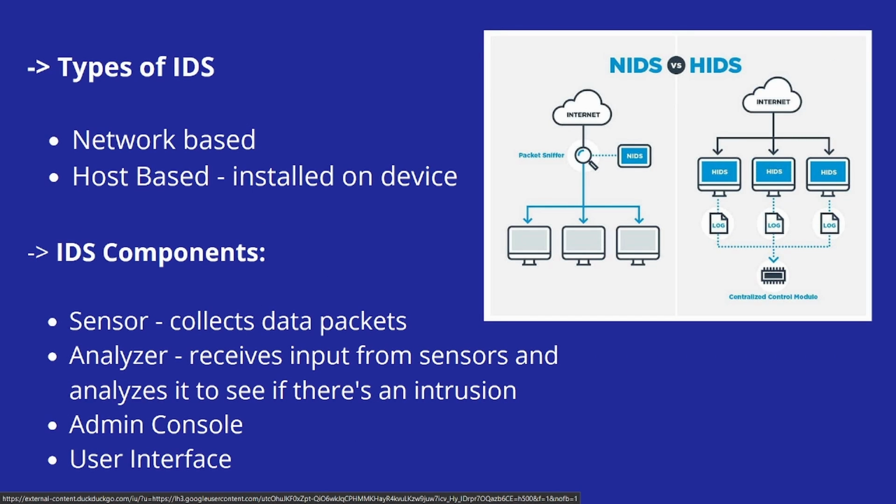There are different types of IDS, network-based and host-based. In host-based IDS, the intrusion detection system is installed on the device. Whereas network-based IDS is more of an online packet sniffer. IDS components: it consists of a sensor to collect the data packets, an analyzer to receive input from these sensors and analyze this data to see if there's an intrusion, and then the admin console where the analyzer alerts the admin, and the user interface to access the IDS and monitor the alerts.